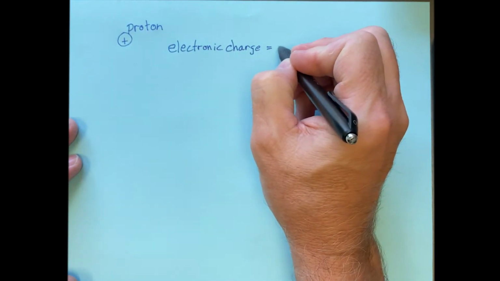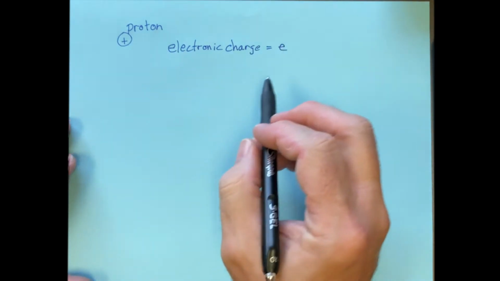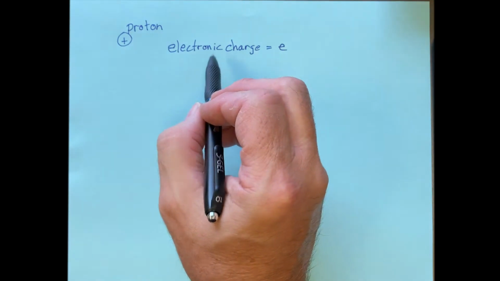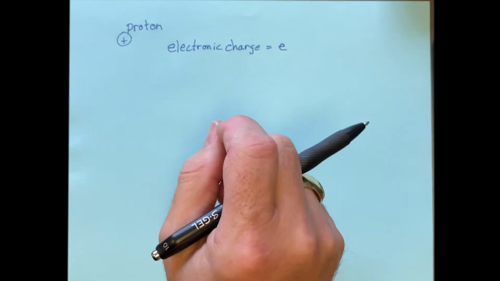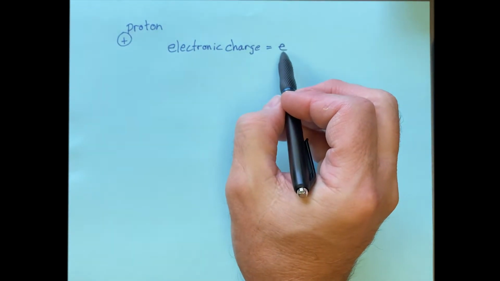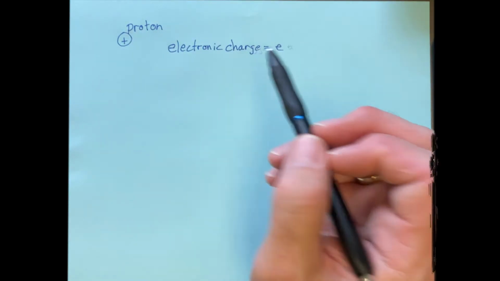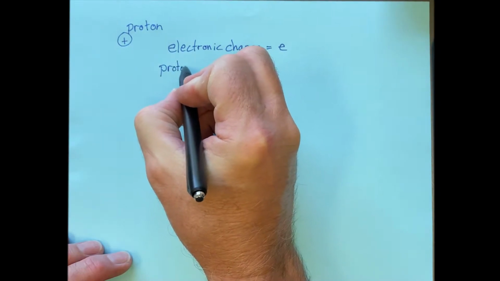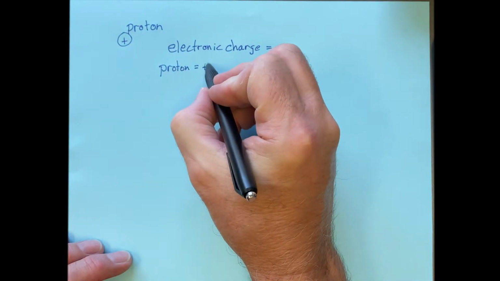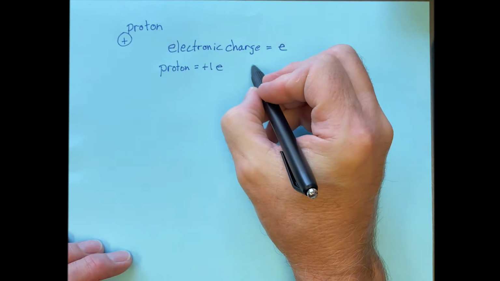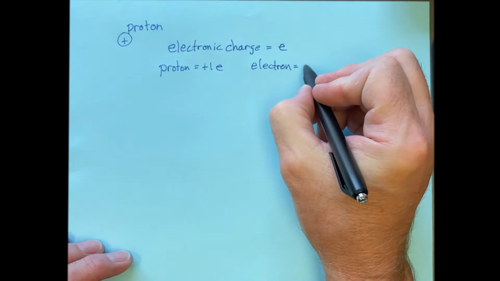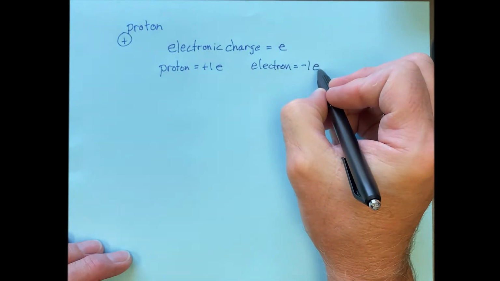And we'll symbolize that as a small letter e. So this small e, notice it says electronic, it does not say electron charge. So that e is going to be positive for a proton, it's going to be negative for an electron. So a proton has a charge equal to plus 1e. And the electron has charge equal to minus 1e.